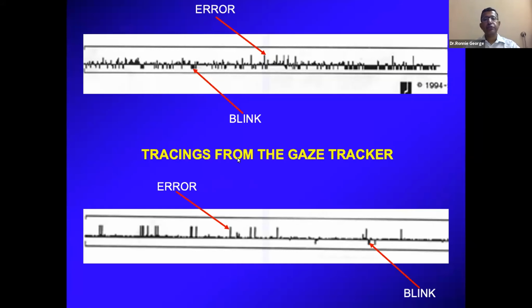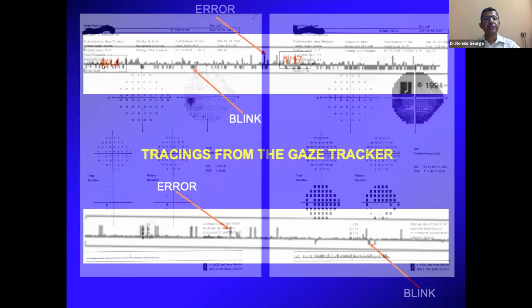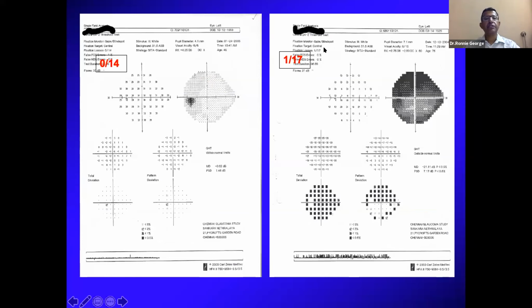So look at these two visual fields. Now this is somebody with 0 out of 14 fixation losses, and this is somebody with 1 out of 17 fixation losses. And what you're seeing over here is basically, look at this track versus this track. So this is an absolutely nicely done field with hardly any fixation deviations from the central fixation. While here, even though the fixation losses are few, you can make out that the person has been looking all over the place, and therefore this field is definitely more unreliable than this field.